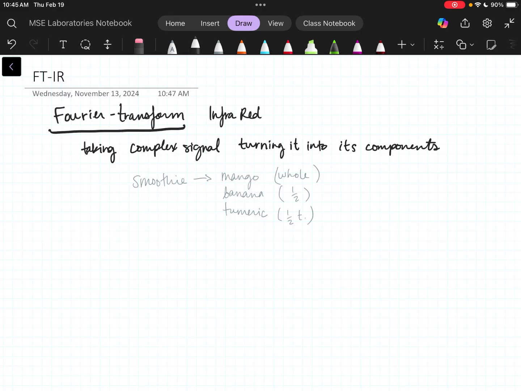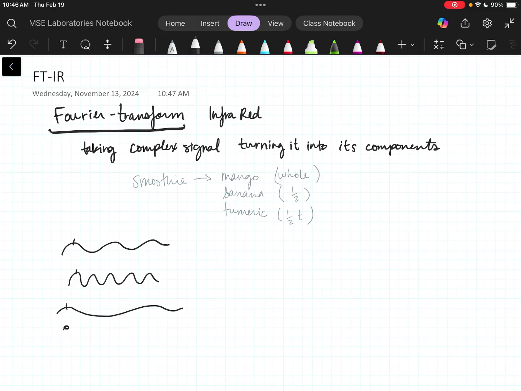So mathematically, we're going to take a smoothie and identify its components. Okay. FTIR is not used on smoothies. It is used actually on complex waveforms. So let's say we've got radio waves coming across the air, and we've got a wide range of different wavelengths coming through the air.